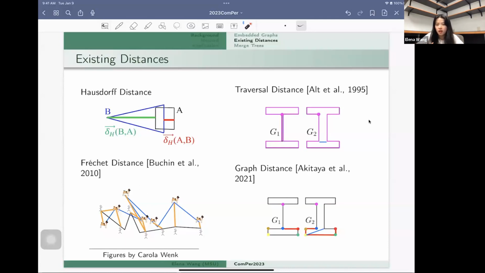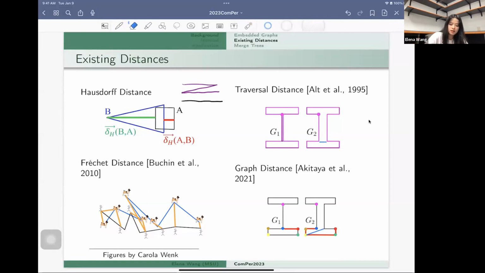And these distances all come with their pros and cons. For example, the Hausdorff distance really measures the geometry, but not the topology of the graph. And if we compare Hausdorff distance and Fréchet distance, I can give an example where the Hausdorff distance is quite small, while the Fréchet distance is quite big. So for example, if we were to compare these two graphs, the Hausdorff distance is small because you don't have to thicken the graphs so much for one to contain the other, but the Fréchet distance will be large.